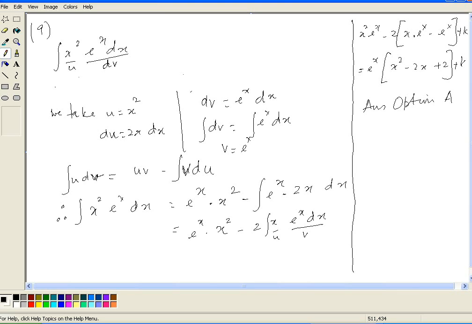Again we have to do by parts, where we choose the x component as u and e power x dx as dv. Thereby we get the entire thing as x squared e power x as the previous one, now minus 2 of the integral of x e power x dx, which becomes minus 2 of x into e power x minus e power x plus k. The same thing as we did, and we get it as e power x into x squared minus 2x plus 2 plus k. Answer is option A.